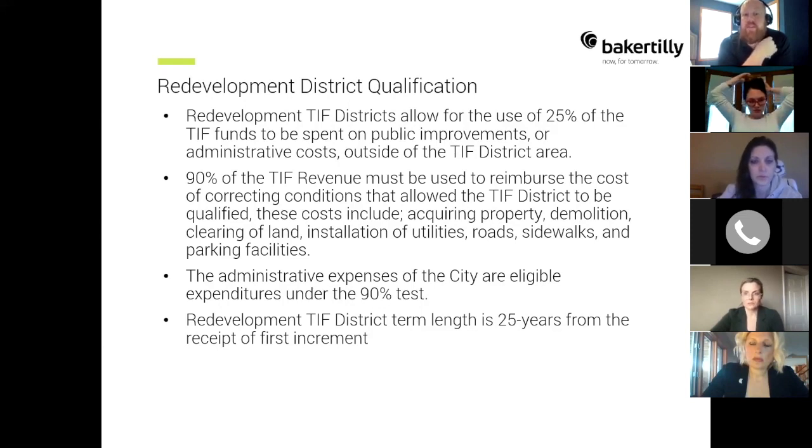And then additionally, the other requirement with a redevelopment district is that 90% of the TIF revenue has to be used to reimburse the cost of correcting conditions that allow the TIF district to be qualified. The idea here is that the legislature wants the captured tax increment revenue to be used to reimburse costs that allowed the property to be considered blighted. They wanted there to be a direct nexus between the use of TIF and the qualifications of the district. So these are the things that the use of TIF can be limited to, and there has to be a nexus between the use of TIF and the removal of that blighting feature.